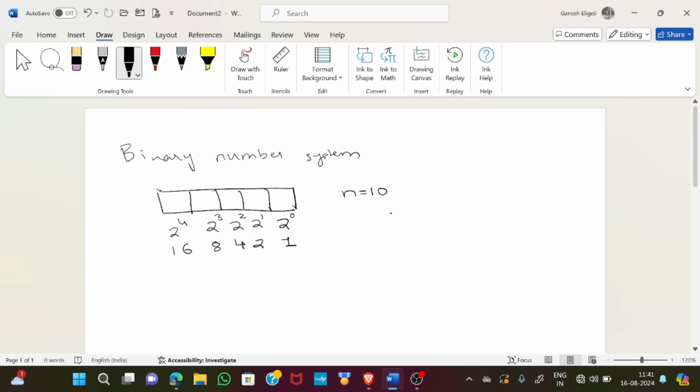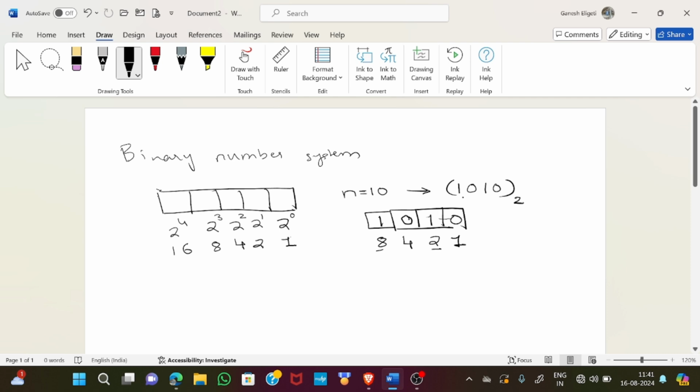Now if you want to represent a number like n equals 10, how will we represent this? As we know, this is 1, this is 2, this is 4 and this is 8. So 1 and 1, because 8 plus 2 is 10, and all the others will be 0. So the binary representation of 10 will be 1010. We keep it in brackets and write 2 here to know that this is a binary number.